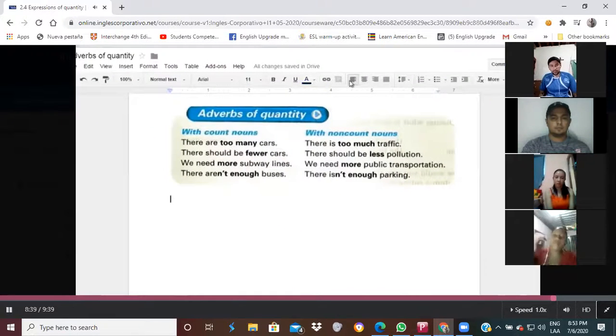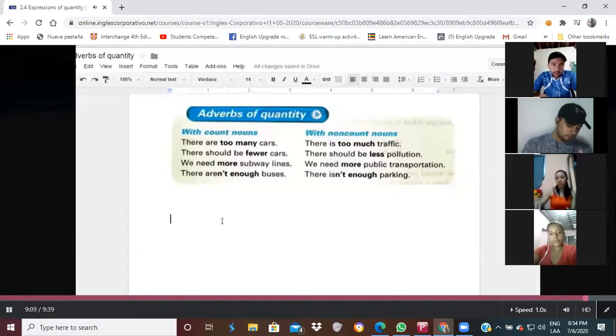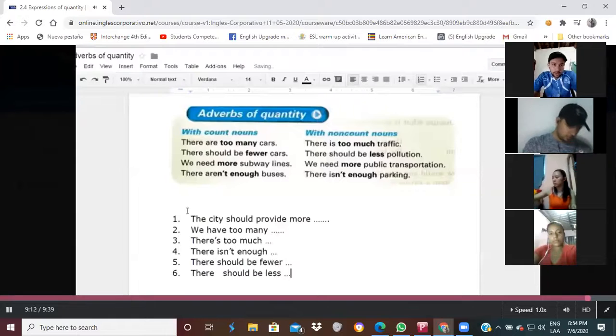The last thing that I would like for you to do is to practice the concepts that we learned. I want you to practice giving expressions about what problems are in your city. And I want you to use a combination of both count nouns and non-count nouns. And remember that if you are going to use count nouns, you're going to use expressions such as too many, fewer, or more. And if you're going to use non-count nouns, then you're going to use expressions such as too much, less, or more. And so here's a quick guide of what I would like for you to do.